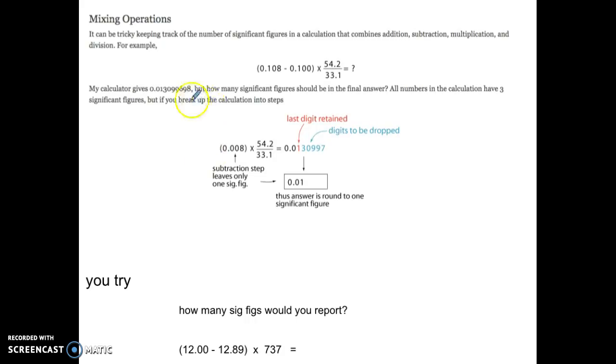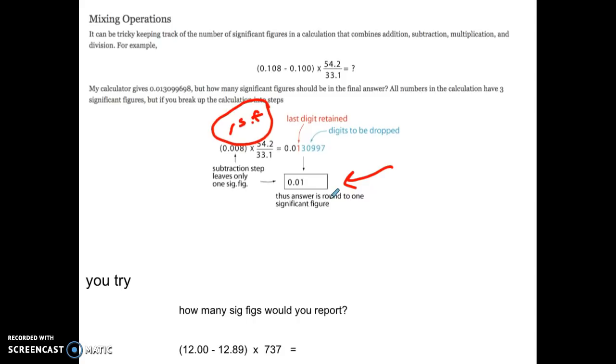So in this example, they had the 0.108 minus the 0.100. That's going to in turn give you a 0.008. Notice there's one sig fig in that number, and then you're going to multiply it by this fraction, in essence. Because of this one sig fig, you can only report one sig fig.